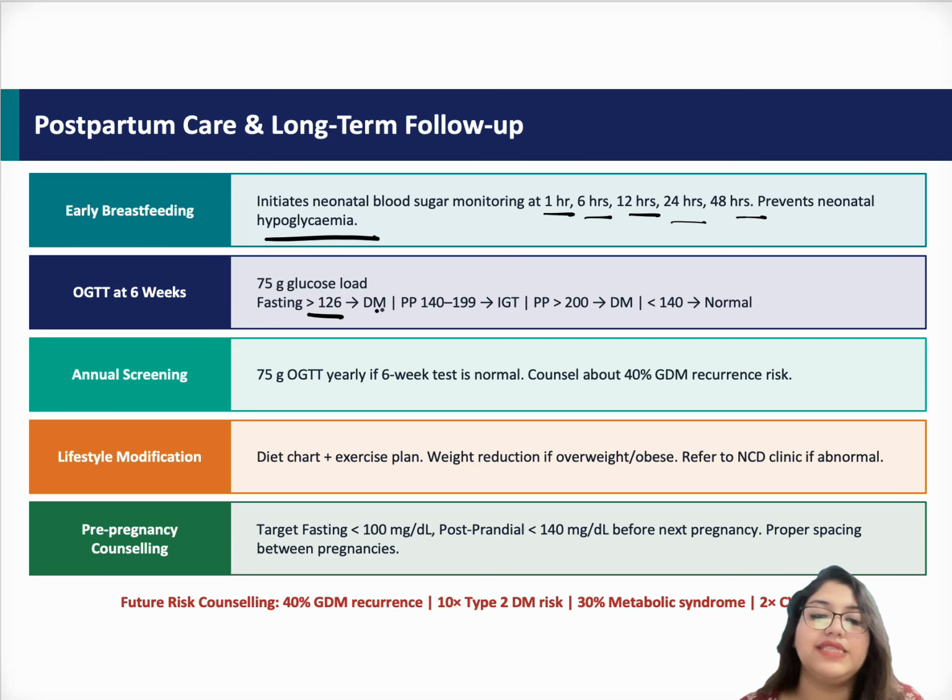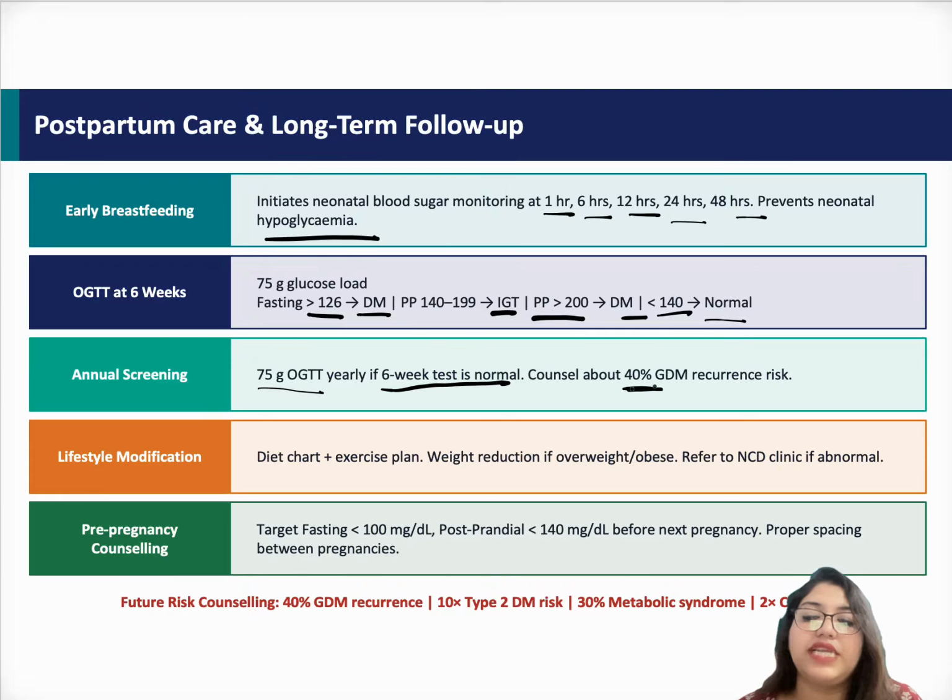Fasting more than 126, she has to be diagnosed as diabetes. Postprandial 140 to 199, intermediate glucose tolerance. Postpartum more than 200, she is DM. Less than 140 is normal. Annual screening with 75 gram OGTT yearly if the 6-week test is normal.